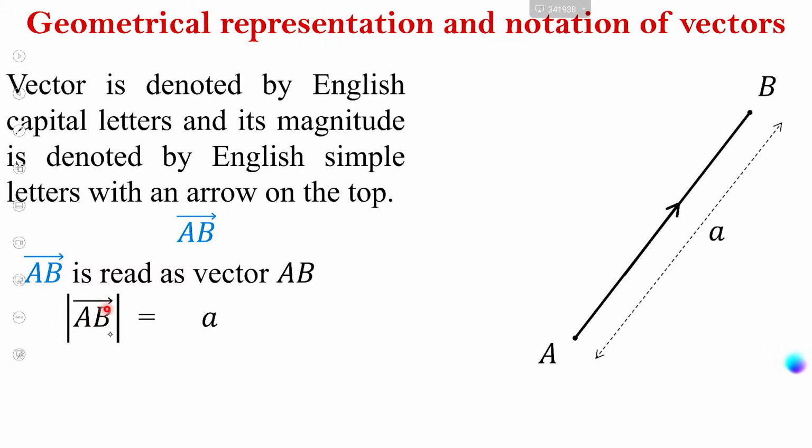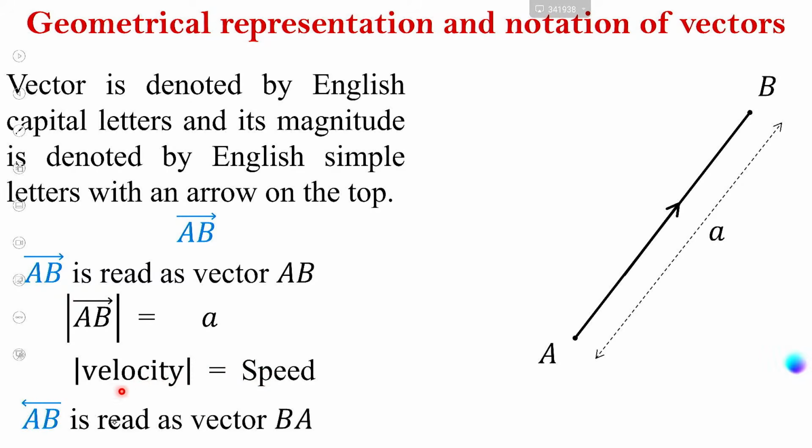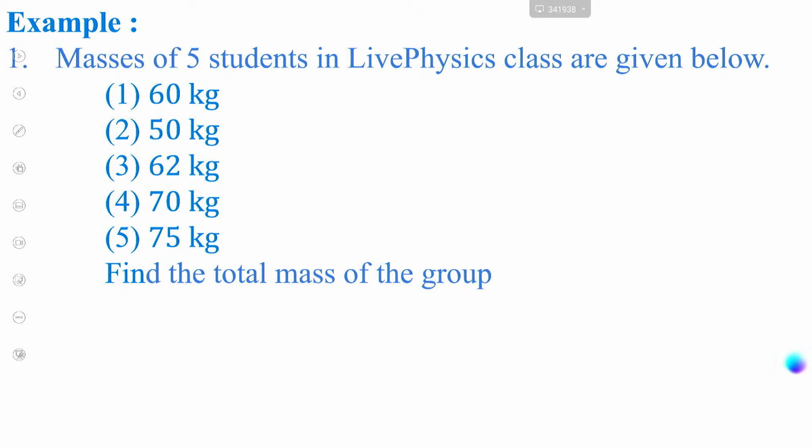When we put the modulus sign, what does the modulus sign mean? The magnitude only. Like it's 5 Newton, but we don't consider the direction, like 5 meters per second speed, we don't care which direction it goes. You can also say BA, but it's not very popular. It's not very nice to say because we always read from left to right. Okay, let's do a small activity.